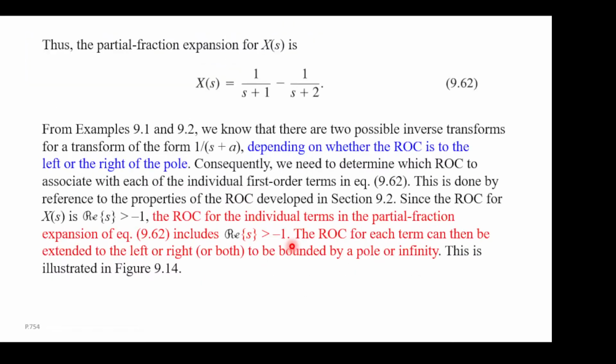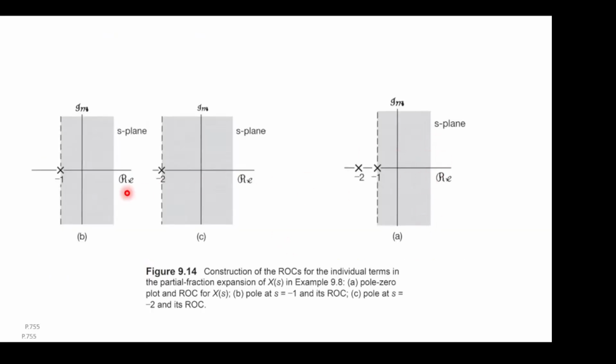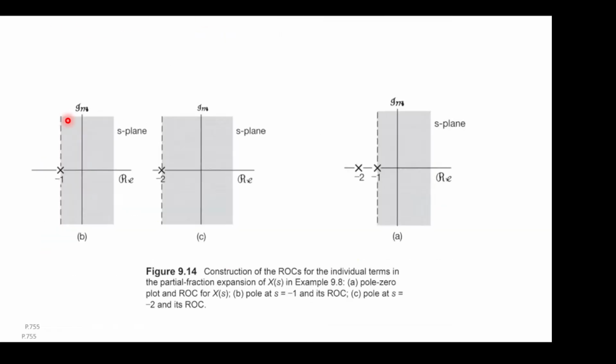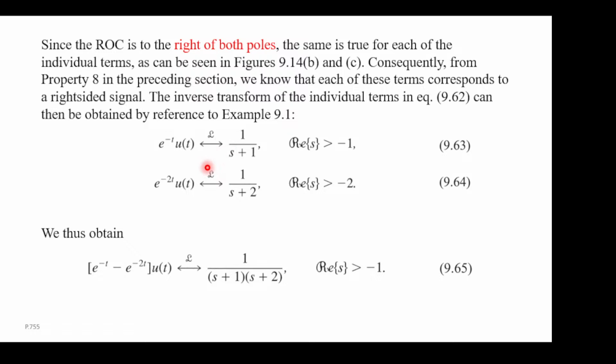So your ROC is to the right side of both poles, and so you should pick a right-sided ROC for both poles. And so your inverse Laplace transform is this right-sided exponential decay, e to the minus t and e to the minus 2t.